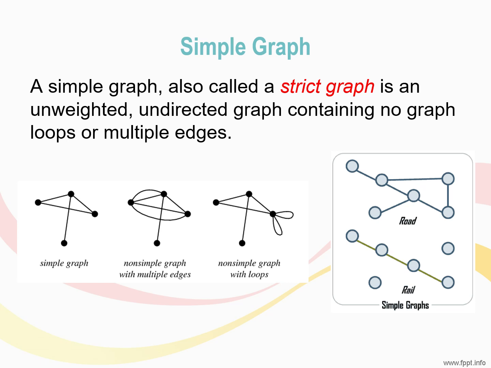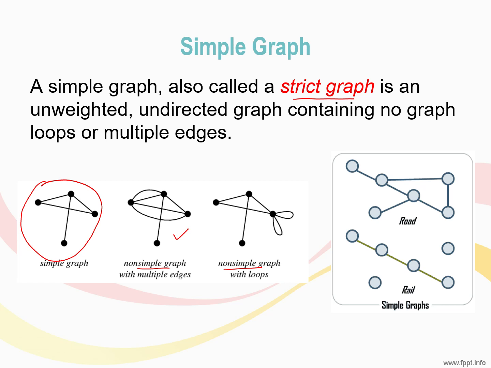The first type of graph is called simple graph. Simple graph is also known as a strict graph. It is an unweighted, undirected graph containing no graph loops or multiple edges. So a simple graph has no loops or multiple edges. The second one is an example of a non-simple graph, and the third one is also a non-simple graph, simply because the last 2 graphs involve multiple edges and loops.